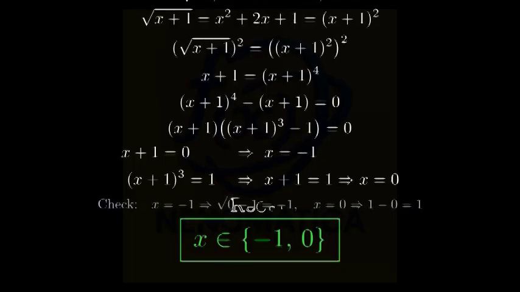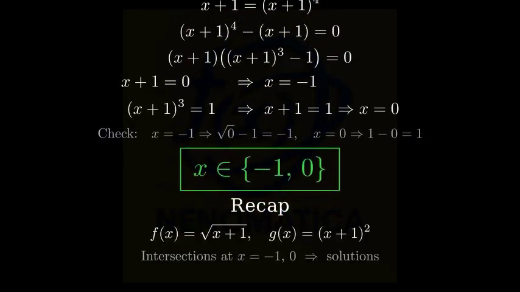Recap. We graphed f of x equals square root of x plus 1 and g of x equals x plus 1 squared, found their intersections, and confirmed those x values by algebra.